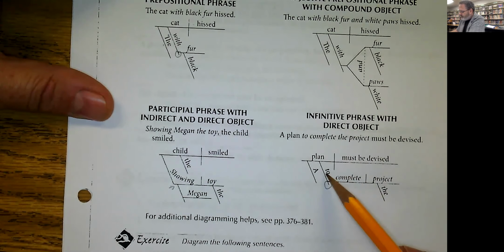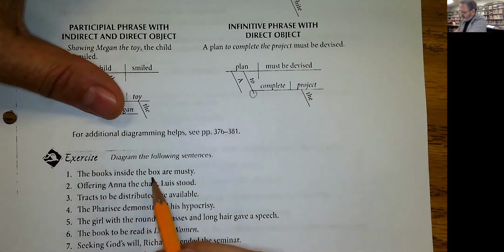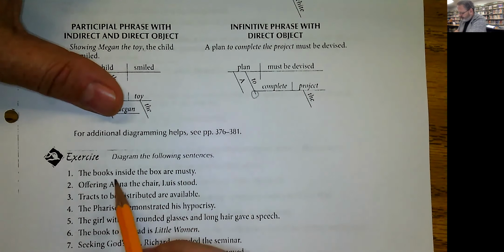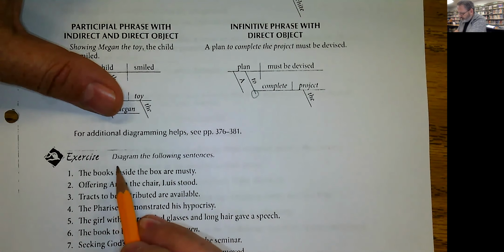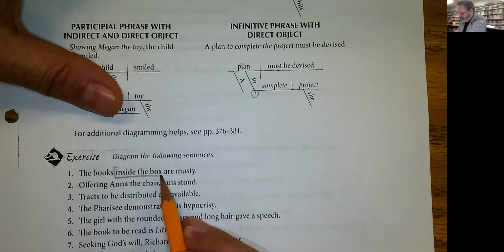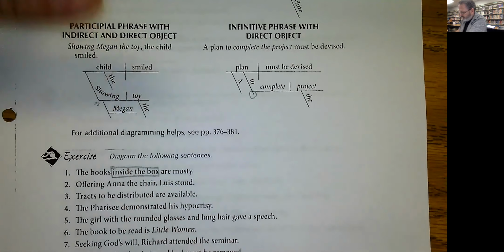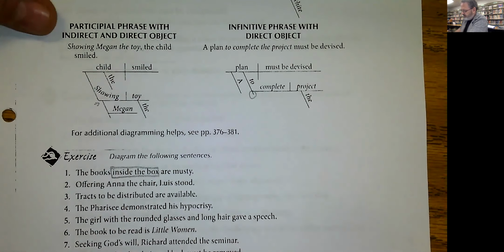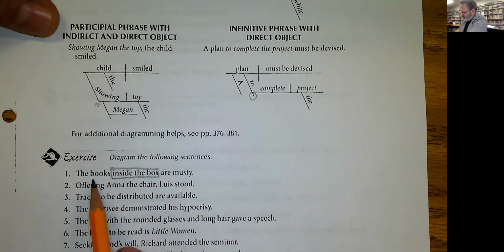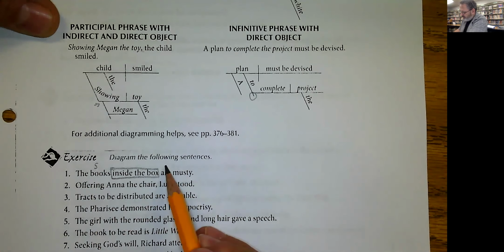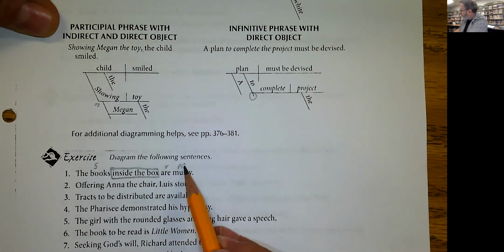So to complete is an infinitive. You get it on its line, but then you say, okay, well, if complete is my verb, it's an action verb. So then that means project is my direct object. The describes project. So let's do one together. The books inside the box are musty. Well, inside the box, I'm going to put the prepositional phrase in a box. So you see that's the prepositional phrase. The books is the subject, are is the verb, musty is the predicate adjective.